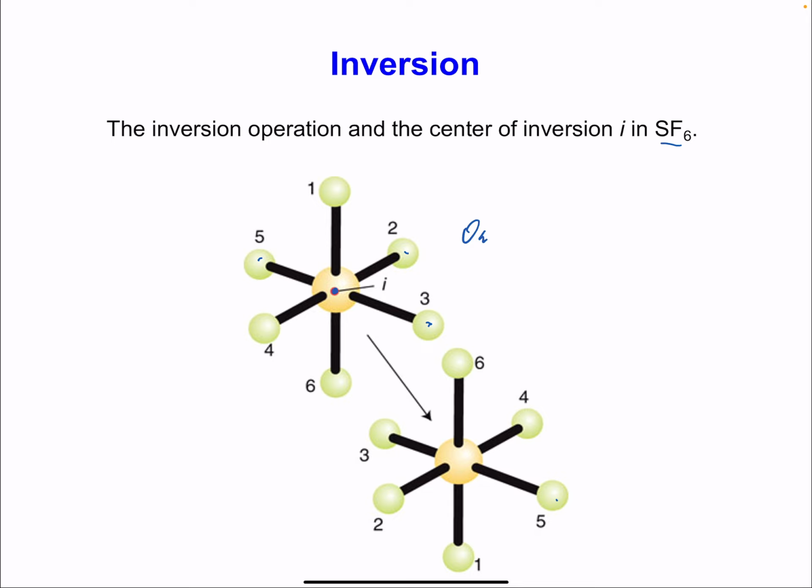Then if you do inversion, for example, 3 moves to 5, 5 moves to 3 position, and fluoride 2 moves to 4 position, and 4 moves to 2 position, and you still get the same molecule for this SF6 molecule. Okay, that's an inversion.